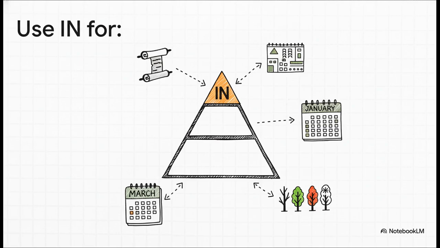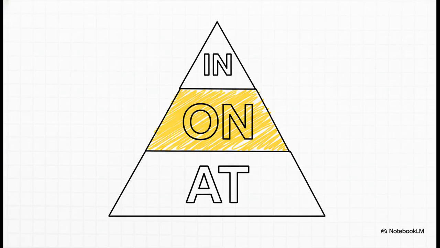We use in for the largest periods of time. We're talking centuries, like in the 18th century, decades, like in the 1990s, years, in 2026, seasons, in the summer, and months, like in March. These are all big general chunks of time. Okay, let's move one level down the pyramid.